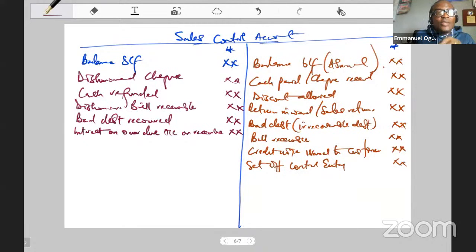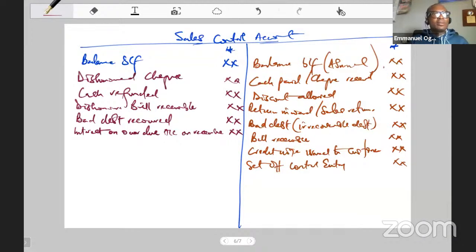This interest on overdue is whereby a customer is supposed to have paid you. Please take this example. Interest on overdue is that a customer is supposed to have paid you 10,000 naira, or let's say 100,000 naira by December, and the guy has not paid you. You are not Father Christmas. Whatever is the amount of interest that money will accrue, you are going to charge it.